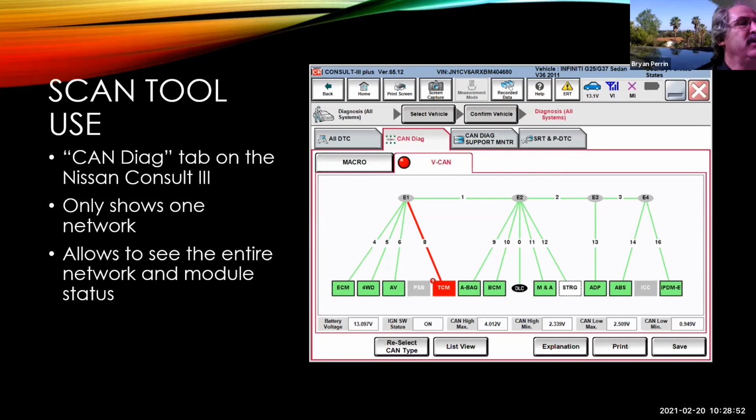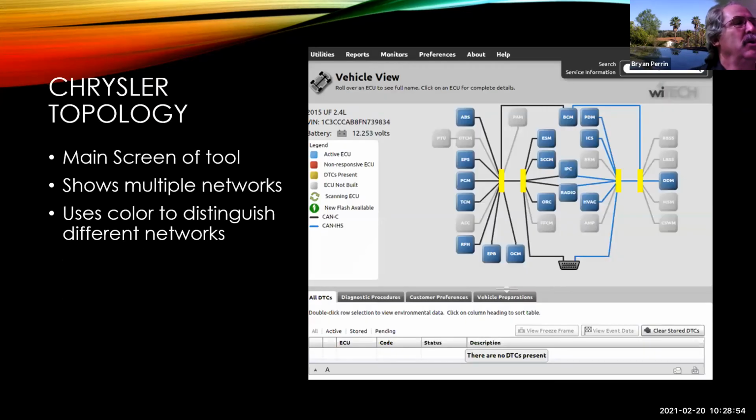Not quite as fancy as Chrysler's, which shows all the stuff. So this is the main screen of the tool. This is Chrysler. And it shows us that we have CAN C and CAN IHS. CAN IHS is everything to the right and CAN C is everything on the left, 2 different speed CANs. And we can see we have several modules that are able to communicate on both networks.